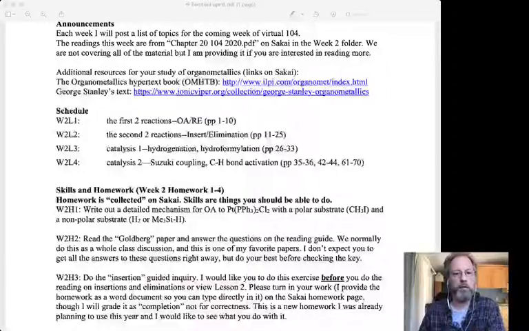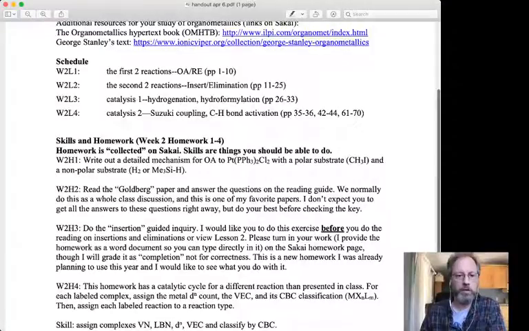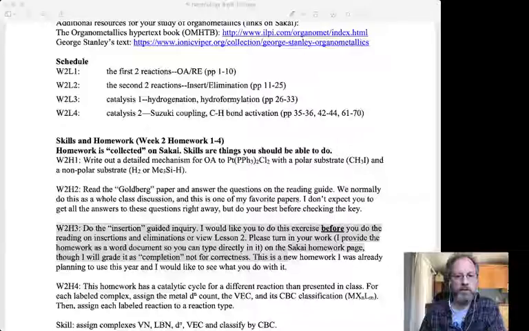I want to point out, I would like you to do one of the homeworks before you read pages 11 through 25 this week. If you scroll down here, the third homework, I want you to do the insertion guided reading handout as homework before you do the reading. I was planning to do this homework in class this year for the first time. I've never done this before, and I'd like you to try it and submit your responses to Sakai.